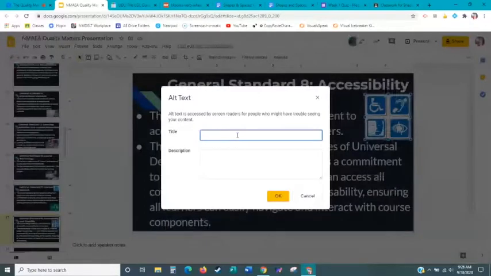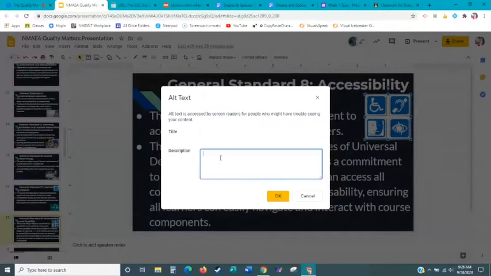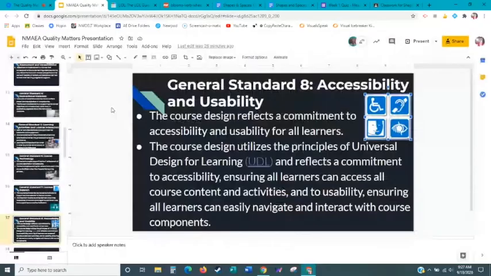And what this does is if a student uses a screen reader and you give it a title and a description, then they can open up that screen reader in the tools and they can read the description of what that picture was if they can't get it to load. And it's super easy. I just right clicked on the image and hit alt text, and then I can type in anything I want there. That's amazing, Drina. I didn't realize slides can do that. Thank you for sharing. Yes.